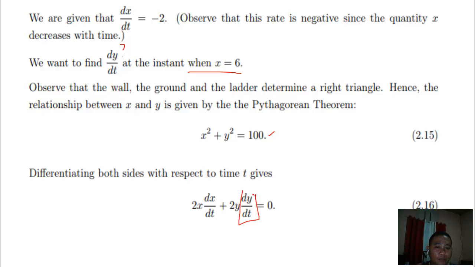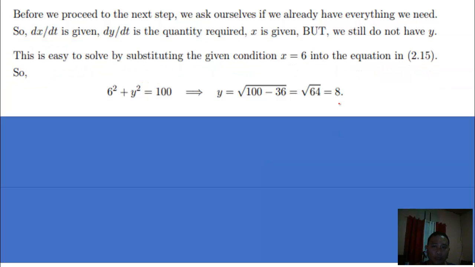This is what we are looking for. We already have dx over dt equal to negative 2. This 6 is x, because it is horizontal. So, y is what we need now. If x is 6, what is y? Of course, y equals the square root of 100 minus 36. So, y there is equivalent to 8. Why? Because 36 plus 64 equals 100. So, we get y equal to 8.